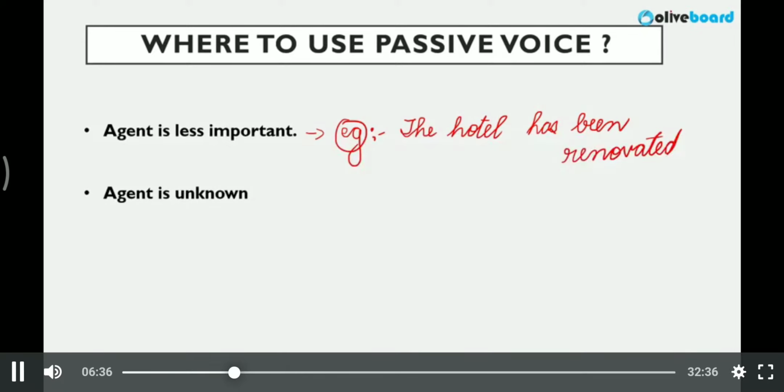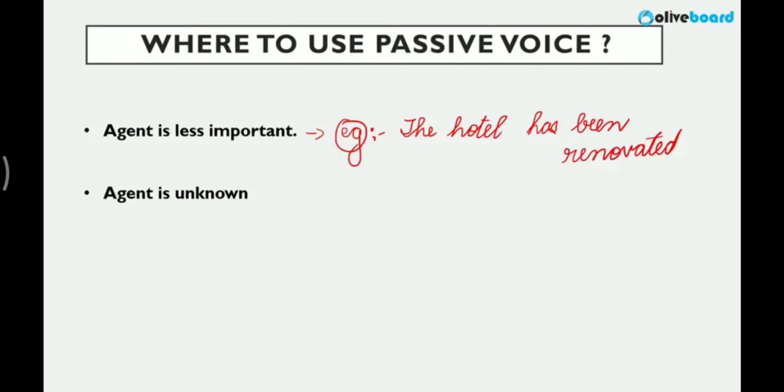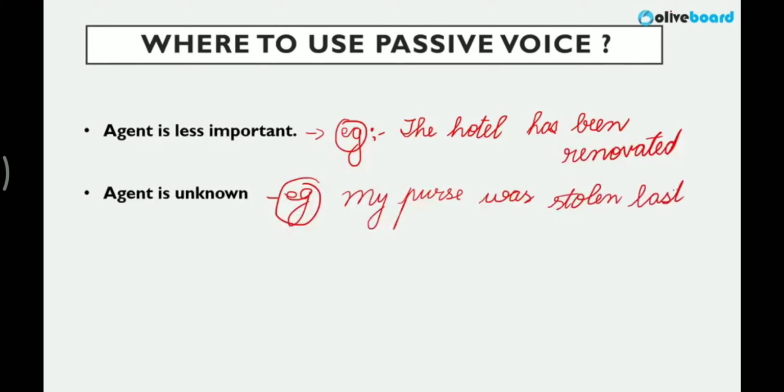Agent is unknown. Now, when you don't know who did the action, right? So you will say we can use passive. We don't have any subject to mention. We don't even know who did the action. For example, my purse was stolen last week. Who stole my purse? I don't know. The subject is unknown. So I have written it in passive voice.